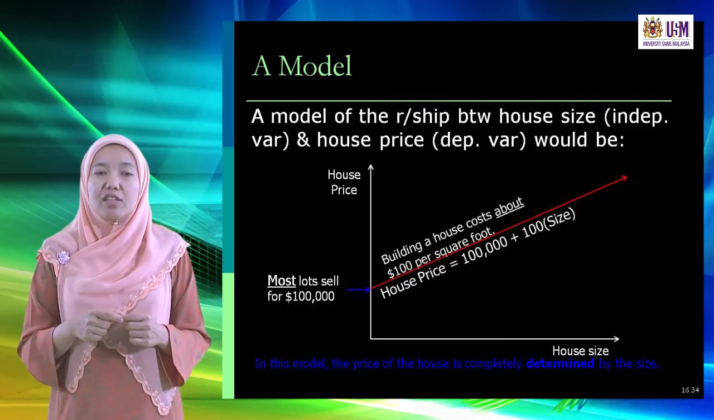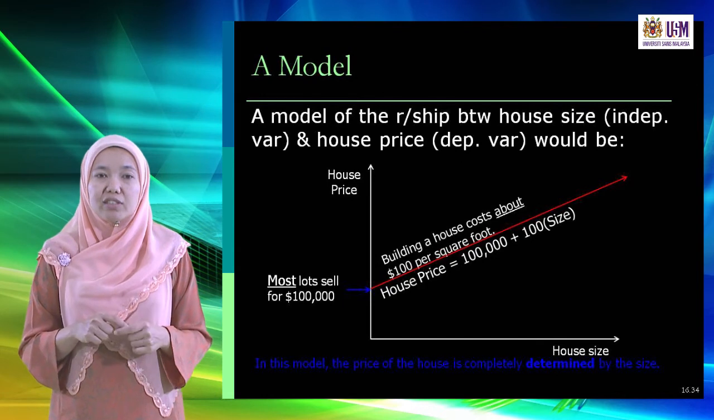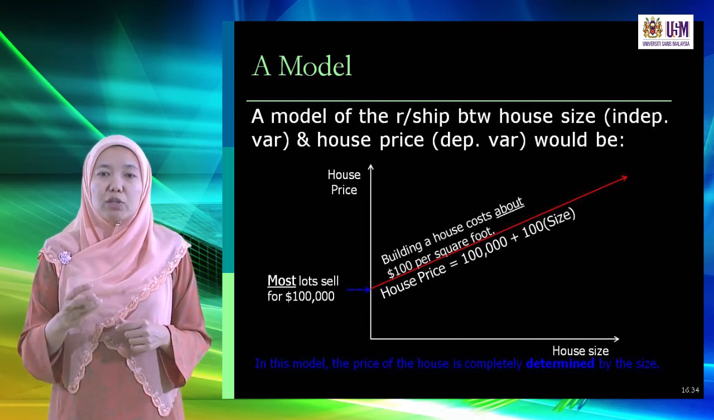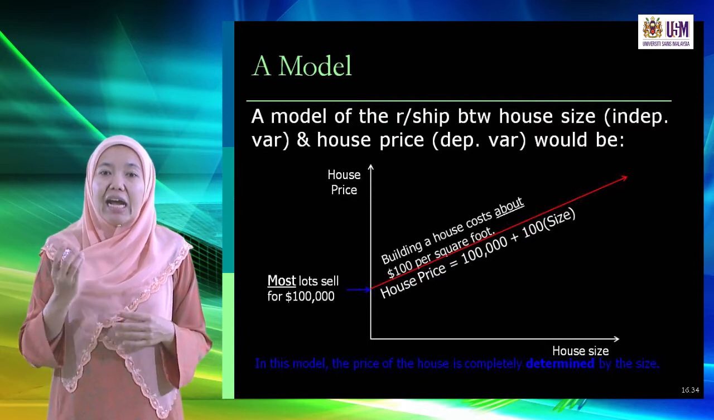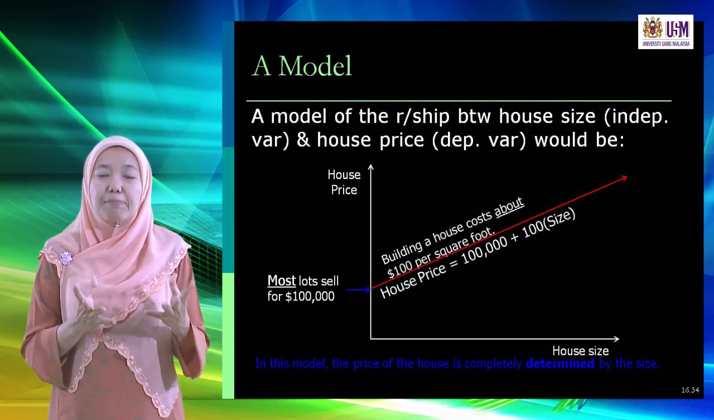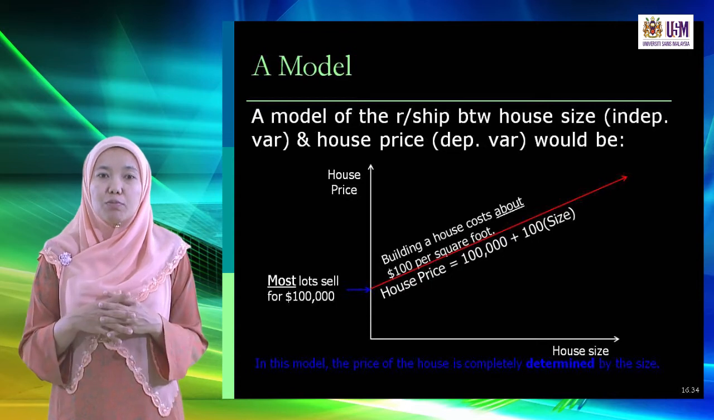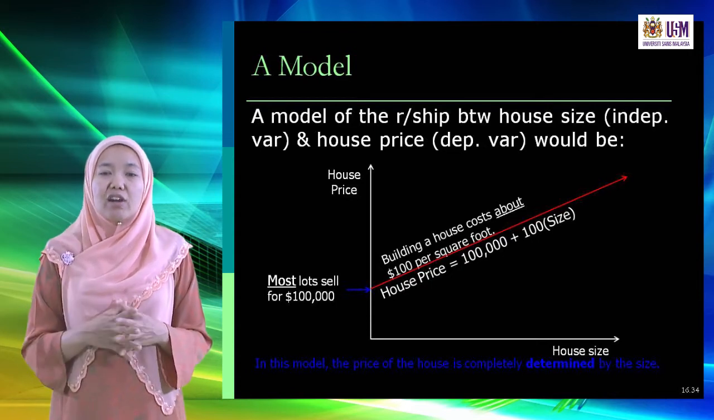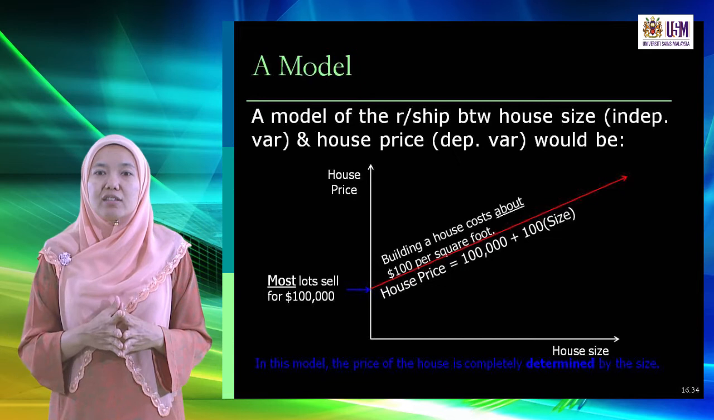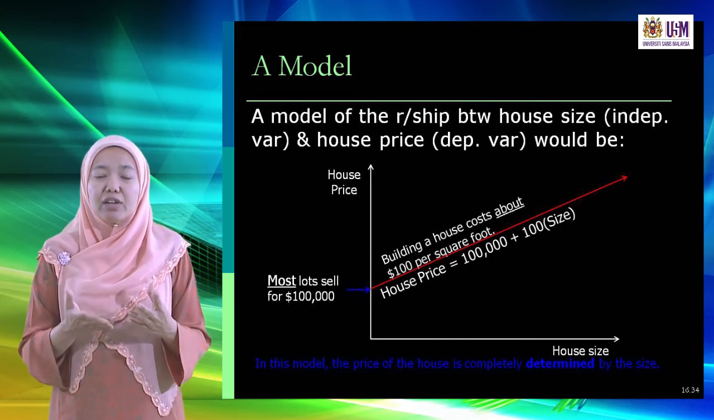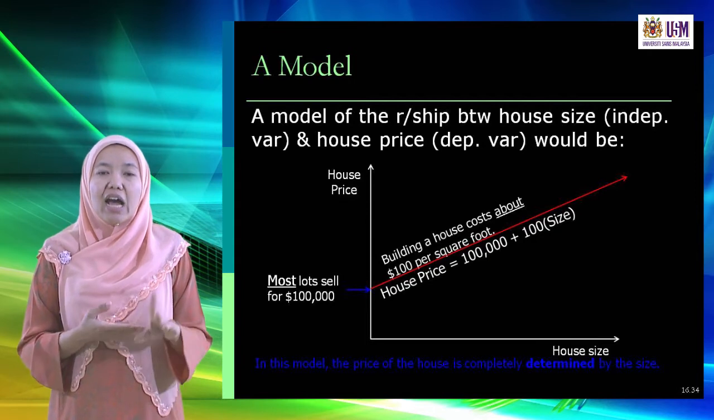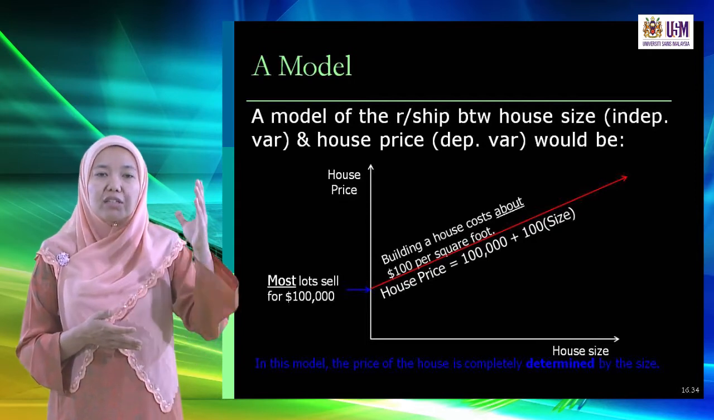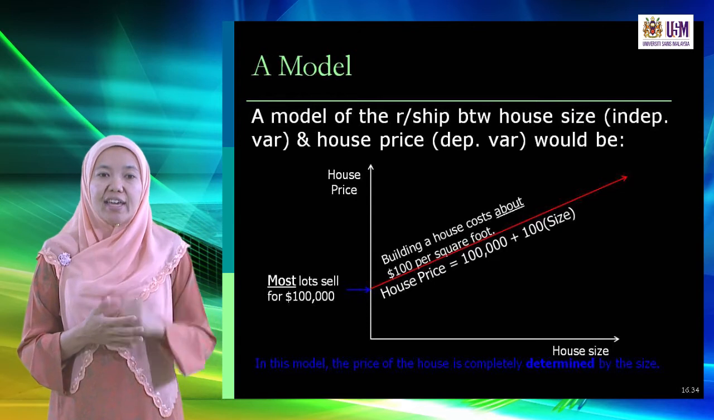We are still continuing discussing the model just now. So a model of the relationship between house size, which is the independent variable, and the house price, which is the dependent variable that we are interested in. If you look at the graph there, house size is the independent variable on the x-axis, while the house price, the dependent variable, is on the vertical axis or the y-axis.